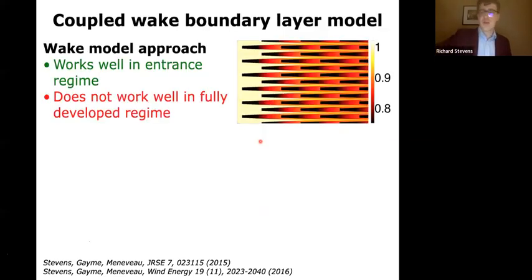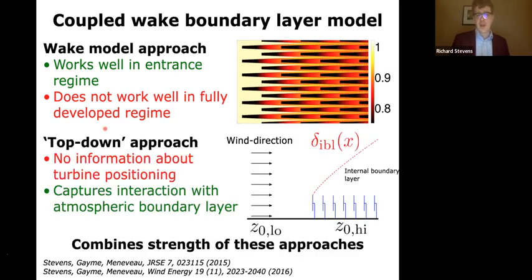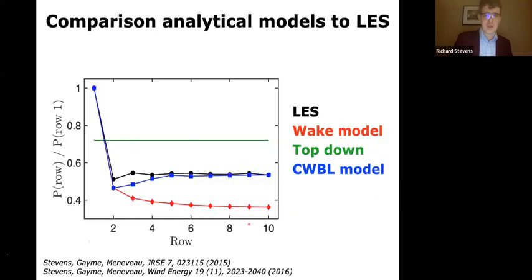So a way that we developed in order to improve on this is combining both of these approaches, the Wigmill approach and the top-down model approach. The Wigmill approach works well in the entrance region of the wind farm, but not so well in the development region. Here it is schematically indicated by the wind turbine wakes that are formed. And you can easily calculate the wake deficits at each downstream location in the wind farm. And the top-down model approach doesn't know information about turbine positioning, as shown here, but it does capture the interaction with the atmospheric boundary layer. Here it is schematically indicated by the wind turbine array boundary layer, having an increased roughness height over here. The information of this internal boundary layer is used, and then you take out this momentum from the turbines here at hub height. And then we combine these two modeling approaches.